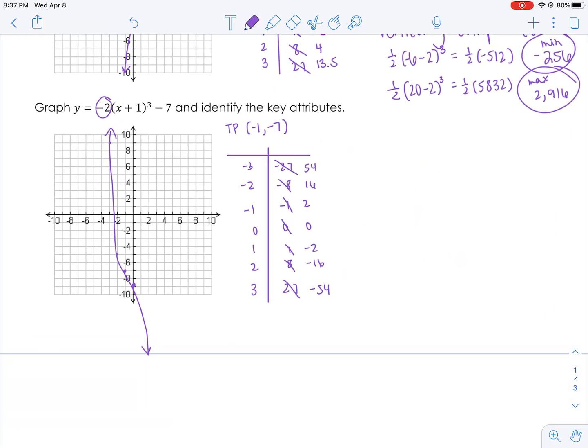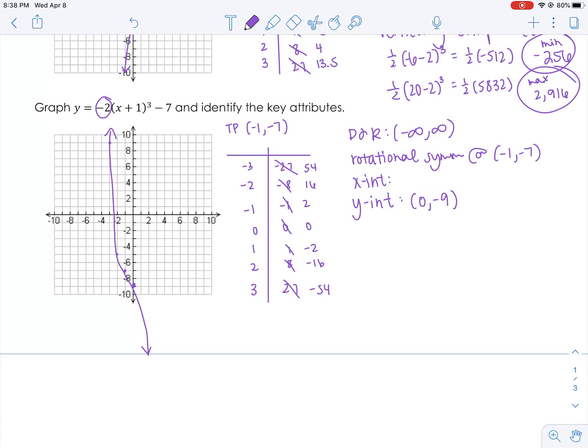So key features, domain and range are still every single time have been -infinity to +infinity. I had my turning point. It had rotational symmetry about or at the point -1, -7, which is our turning point. My x-intercept I'm going to circle back to in just a second, but my y-intercept I can see is 0, -9.